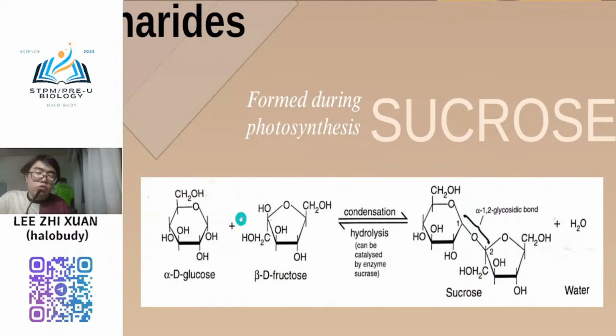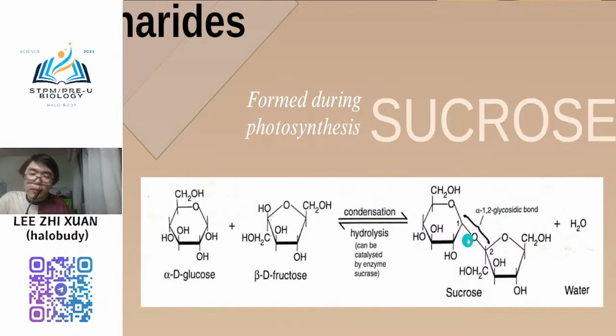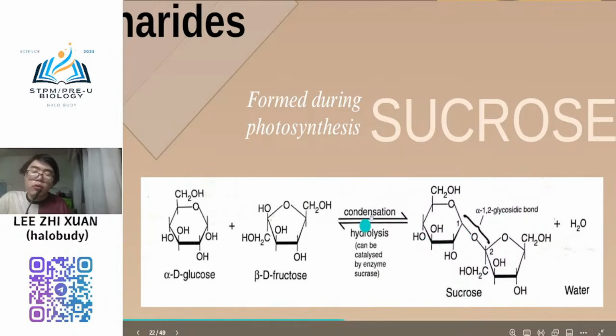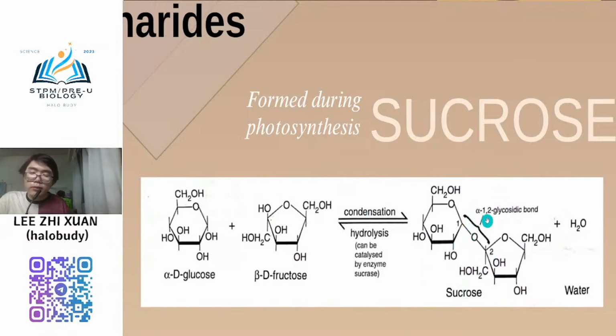And you know that glucose has an aldehyde group. The carbon with the aldehyde group is here. And then fructose has the ketone group here. So when they undergo condensation, they will produce it like this. So they will form an alpha 1,2 glycosidic bond. And here, there is no free aldehyde or ketone group anymore. Why? Carbon number 1 and carbon number 2.